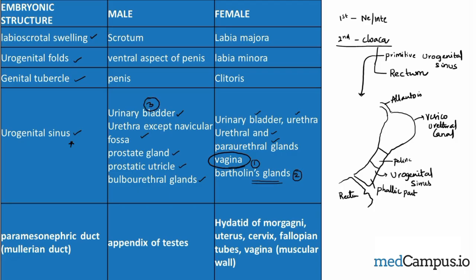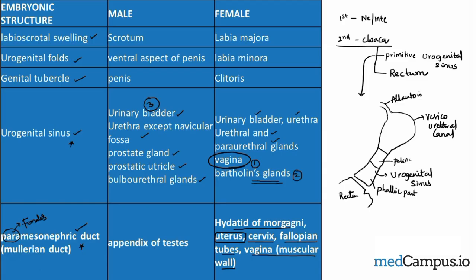The next important structure from an exam point of view is the paramesonephric duct. The other name for the paramesonephric duct is the Mullerian duct. The paramesonephric duct, which is the lateral most part of the nephrogenic cord, gives rise to important structures in females. Para, gravida, these are the terms we use for females while writing down the obstetric formula. So remember, para means predominantly females. What are the female structures derived from the paramesonephric duct? One is the hydatid of Morgagni. Others are the uterus, cervix, fallopian tubes, and some part of the vagina.